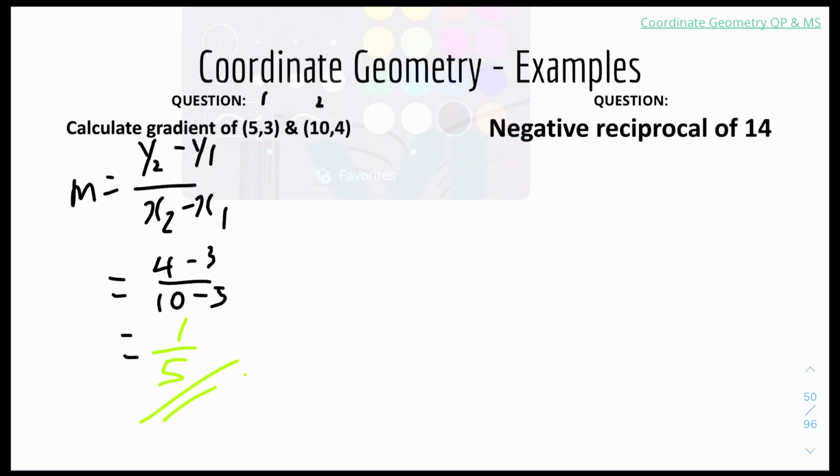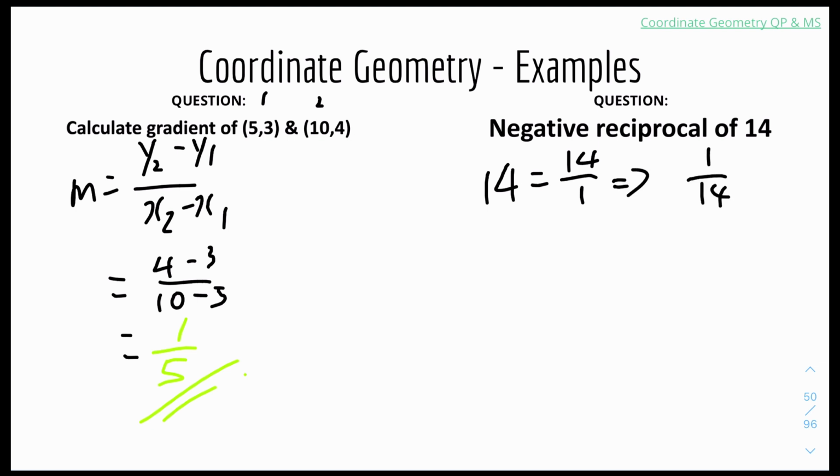And find the negative reciprocal of 14. It's quite straightforward. 14 is basically 14 over 1, and you reciprocate it to get 1 over 14, and you add on a negative, and therefore the negative reciprocal of 14 is minus 1 over 14.